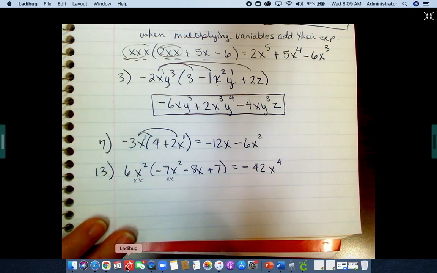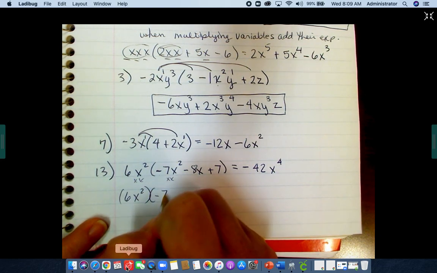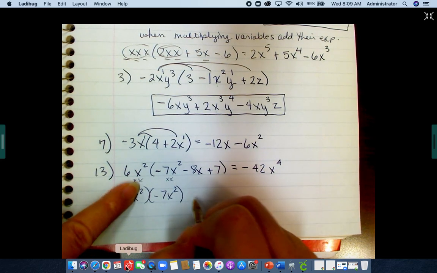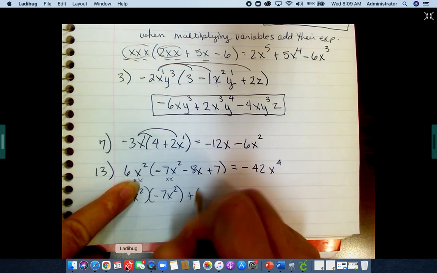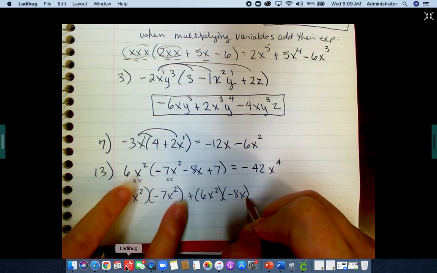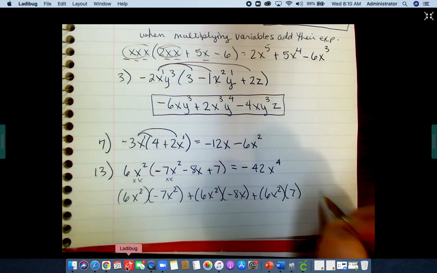So 4 total. Now, if you are the type that you want to write down more, like they showed you in the Delta Math example, you can. And then it's going to be a 6x squared times a negative 8x, and then plus a 6x squared times a positive 7. That's ultimately what we're doing.